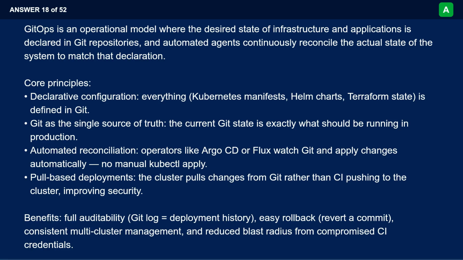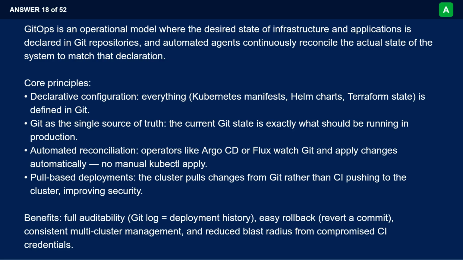Core principles: declarative configuration. Everything, Kubernetes manifests, Helm charts, Terraform state, is defined in Git. Git as the single source of truth. The current Git state is exactly what should be running in production. Automated reconciliation. Operators like Argo CD or Flux watch Git and apply changes automatically. No manual kubectl apply.